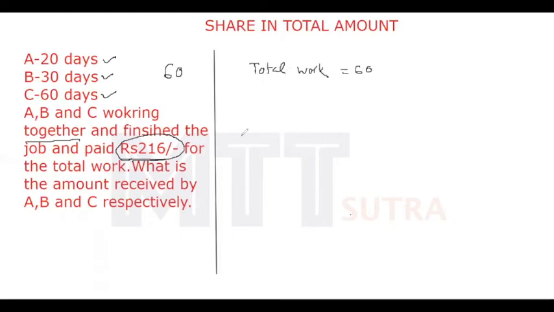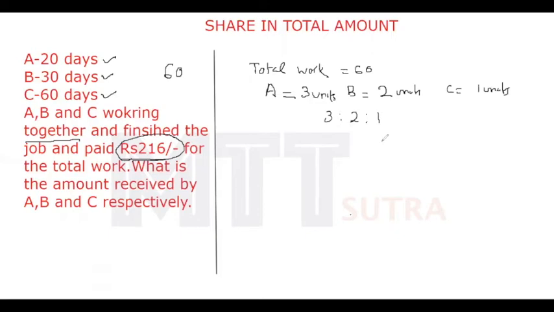So total work is 60. If total work is 60, what is the unit of work done by A in one day? A does 60 by 20, that is 3 units, and B does 60 by 30, that is 2 units. Let's write units. And C does 60 by 60, 1 unit. Now this is the amount of work done by them in one day. So it is in the ratio of 3:2:1. So this ratio will remain the same till the completion of the job. So the total amount also should be divided in this ratio.